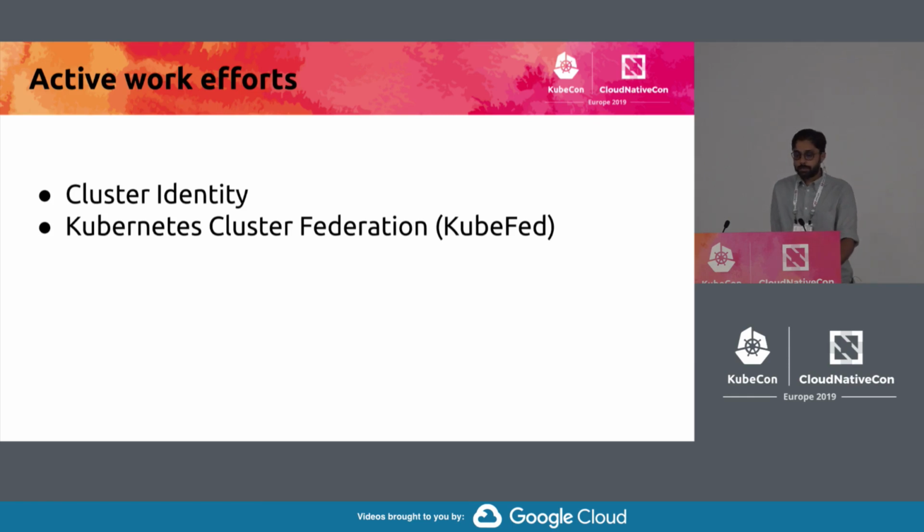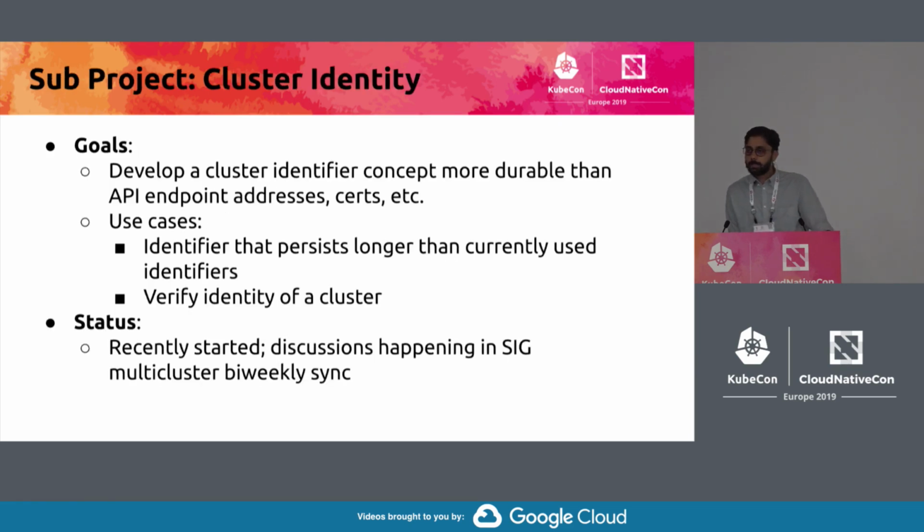So I mentioned we have 2 active projects right now. One is the Cluster Identity project. The other one is Kubernetes Cluster Federation. A little bit about the Cluster Identity project: the goal of this is to define a cluster identifier which is more durable than a cluster endpoint, or just the IP with which the cluster could be identified, or a cert with which the cluster could be identified. And the need for this has been there for some time.